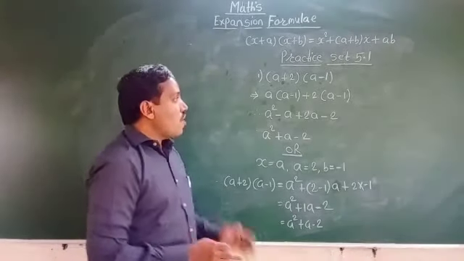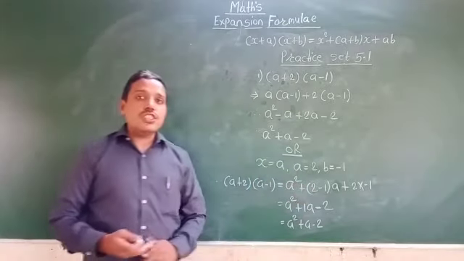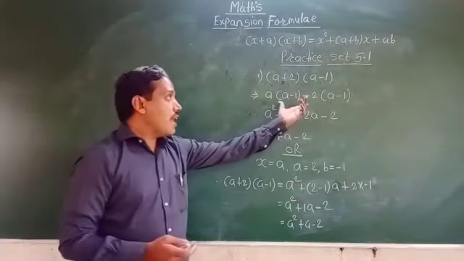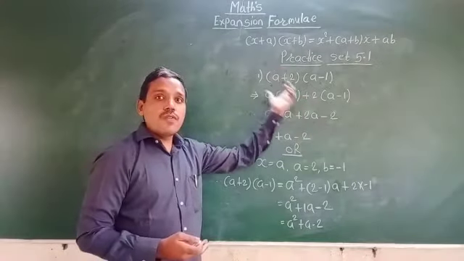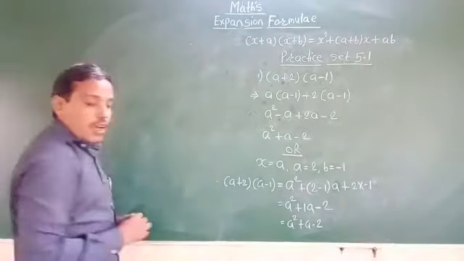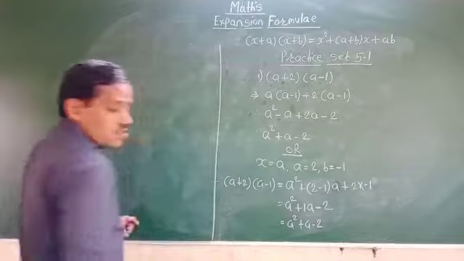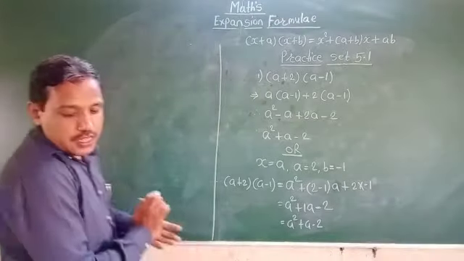The answer remains the same, a constant. So you can solve it in two different ways: by using the expansion formulas, or by directly getting the product of one binomial and the other binomial. So we have solved one example; now another example.